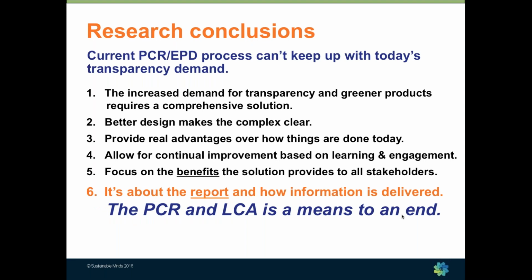And so our conclusions at that time were, one, the current PCR EPD process, in the way that it was delivered in 2013, could never keep up with the demand for product transparency that USGBC was hoping to instigate. There was just never going to be enough PCRs for manufacturers across all CSI divisions to be able to produce EPDs. So what does that mean? Well, with the increased demand for transparency, there needs to be an increased effort to make complex information clear.